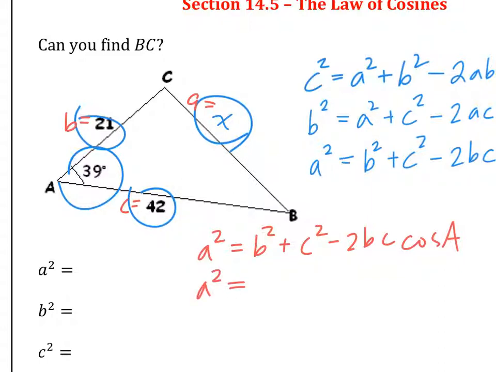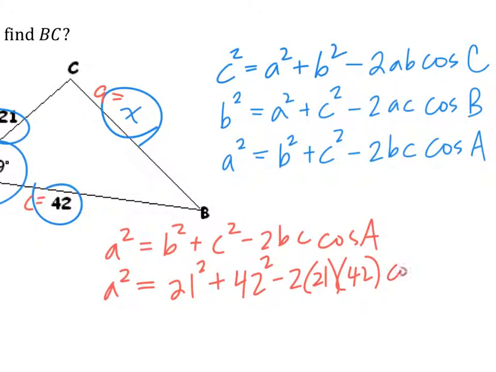B is what length? 21, so 21 squared. Plus C is 42. Okay, minus 2 times 21 times 42 cosine 39. All right. Let's apply the formula.